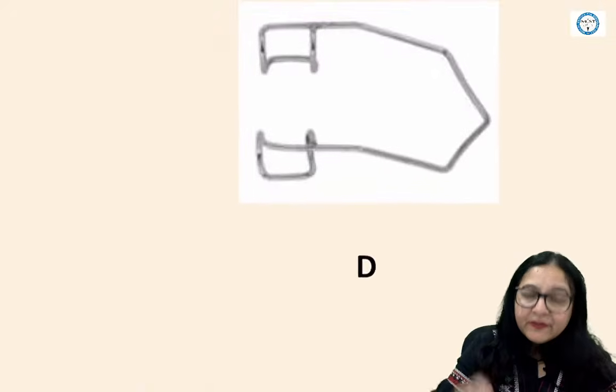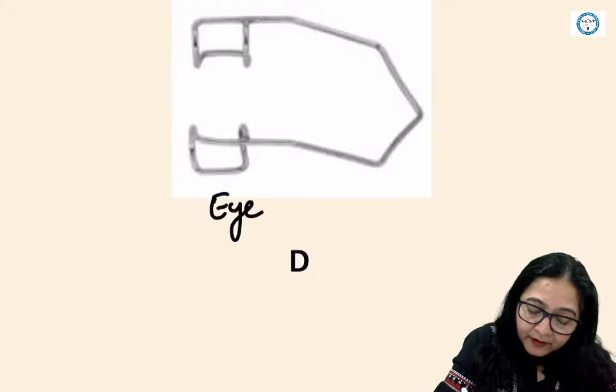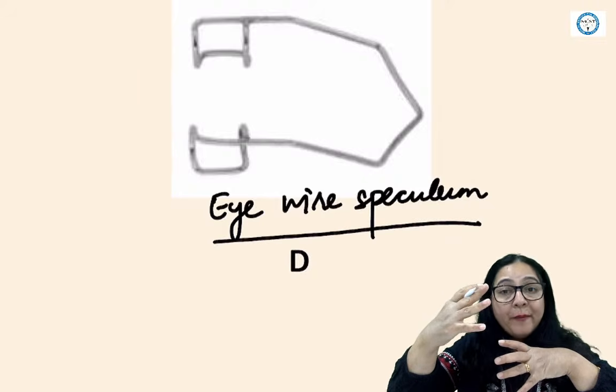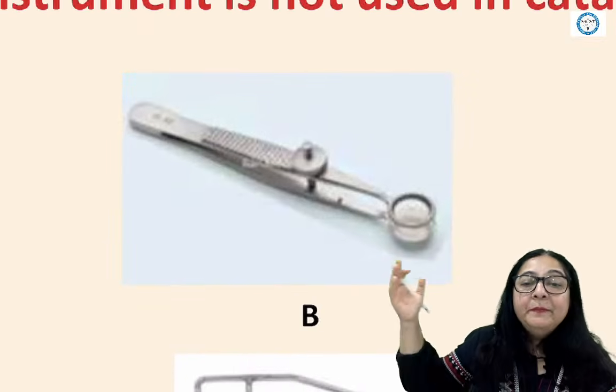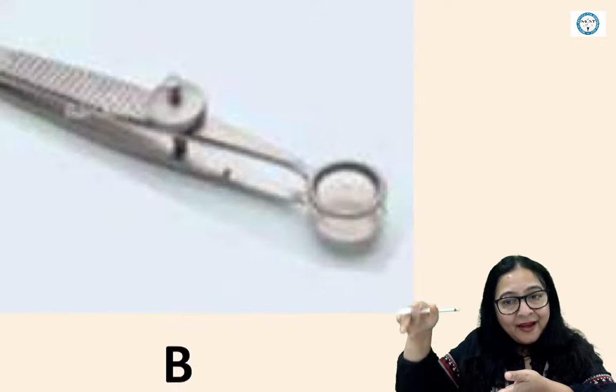And what is this figure D? Figure D is your eye speculum, the wire speculum. The eye speculum is needed because you have to keep the eyelids open during intraocular surgery. Whereas this B is a clamp. You can see there is a plate and there is a ring.